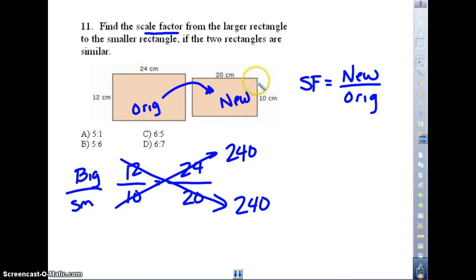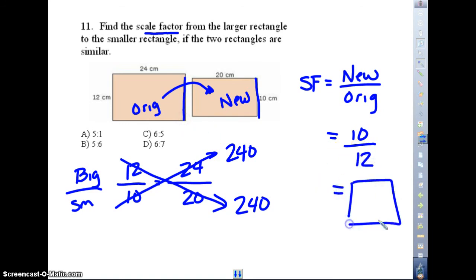So pick a length in the new. I'm going to pick 10 in the new. Corresponds to what in the original? This length right here is, yep, and now you're going to reduce. And when you reduce, you'll have your final answer.